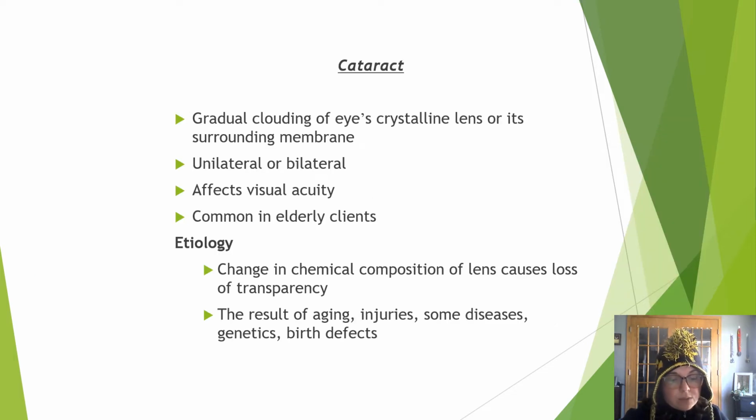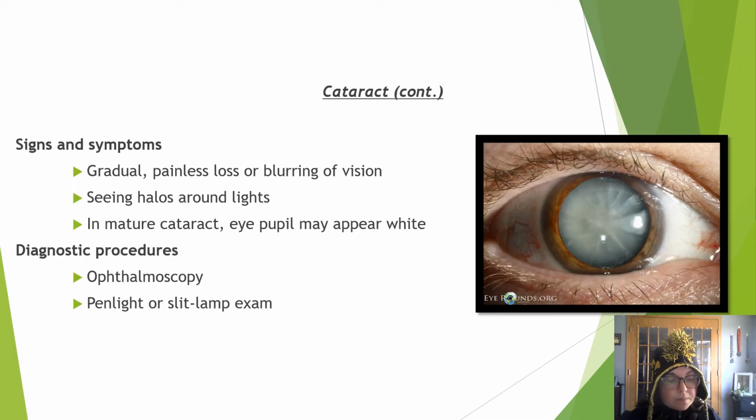Cataract. Cataracts are a gradual clouding of the eye's crystalline lens or its surrounding membrane. It can happen in one eye or both, bilaterally. They affect visual acuity and it is very common in elderly clients. The cause can be a change in the chemical composition of the eye lens, which forces a loss of transparency, and it's also the result of just aging, injuries, some diseases. There are genetics and birth defects that may make someone more prone than others to a cataract.